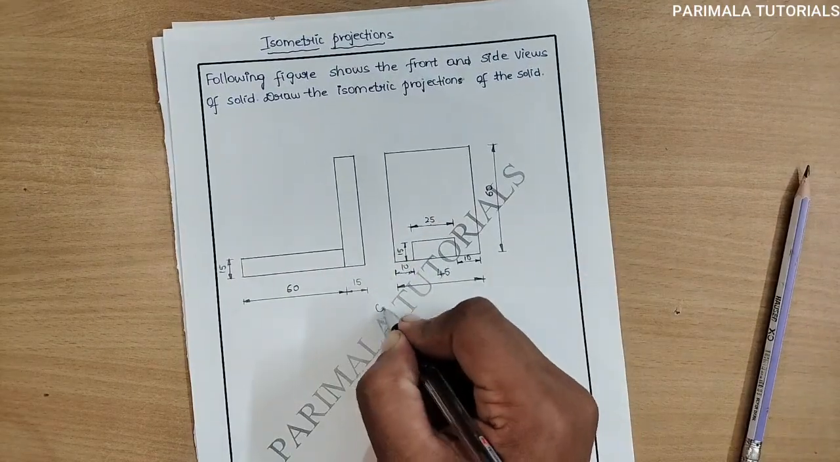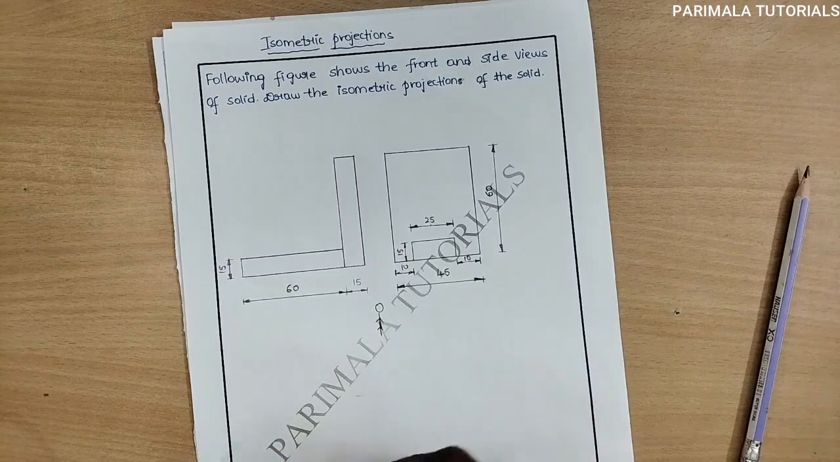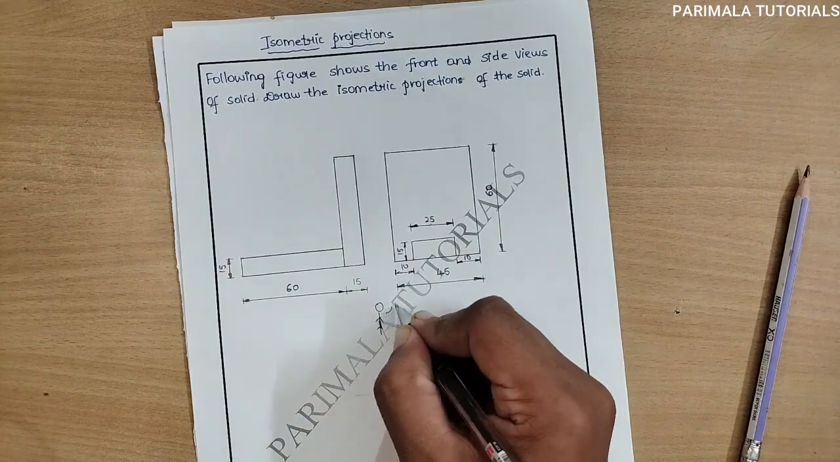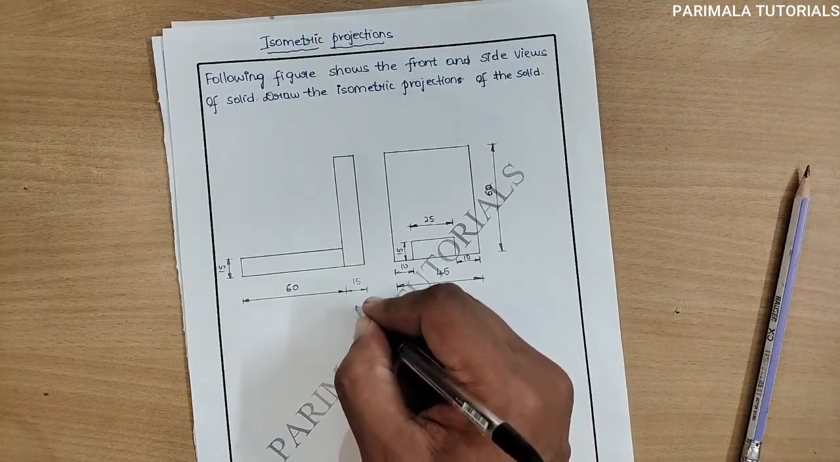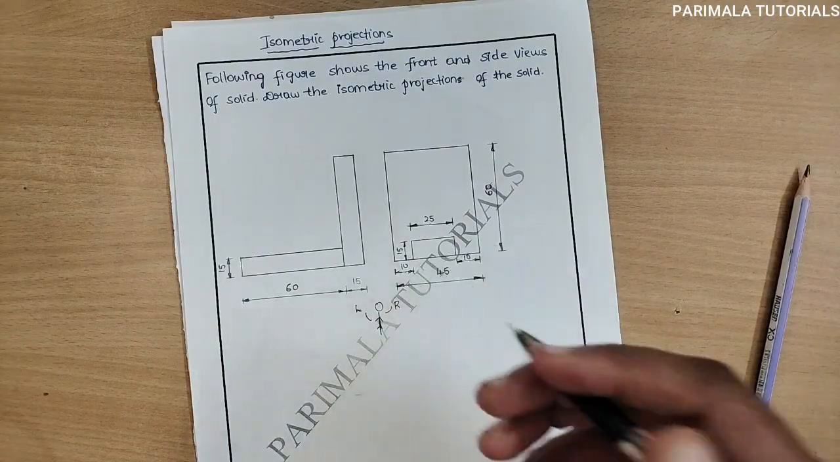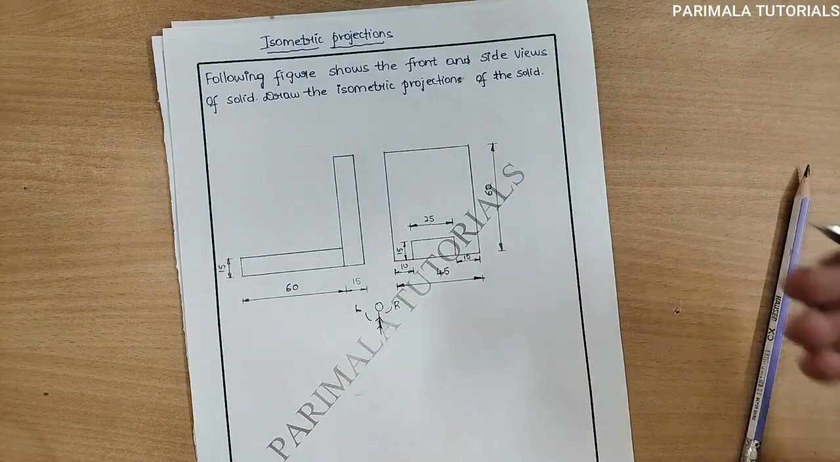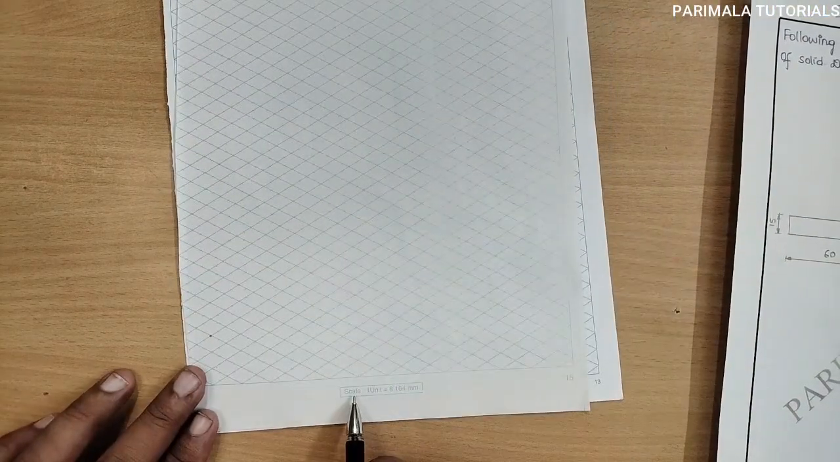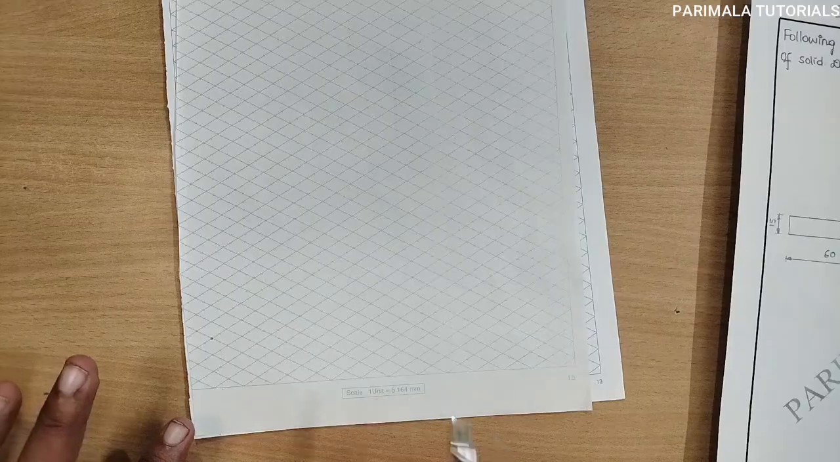Now just imagine observer is standing exactly at the center of two views. This would be the right side portion of the observer and this would be the left side dimension. At first, any dimension which is towards the right hand side, take it towards your left hand side and vice versa. I will be making use of isometric sheet clearly indicating 1 unit is equal to 8.164 mm.